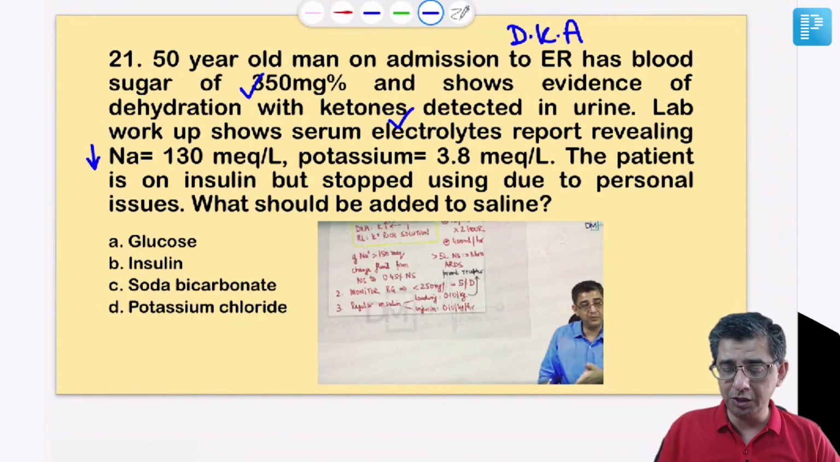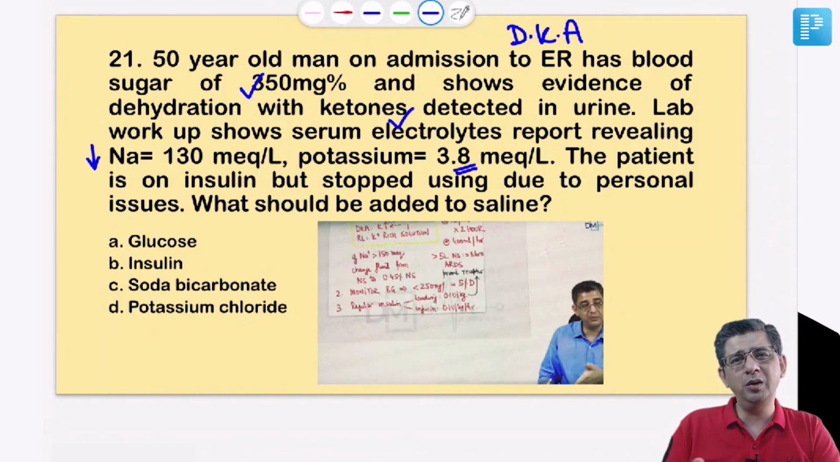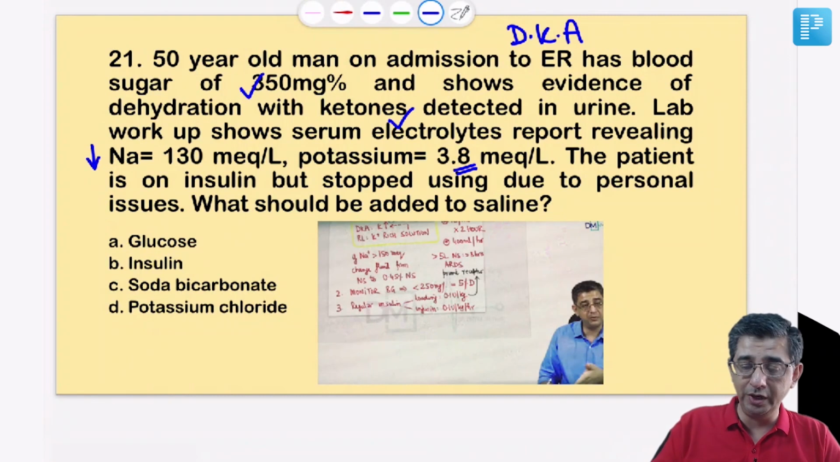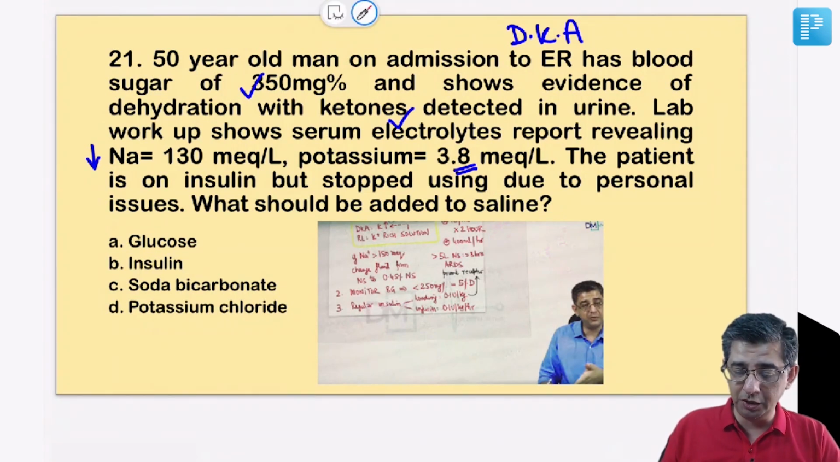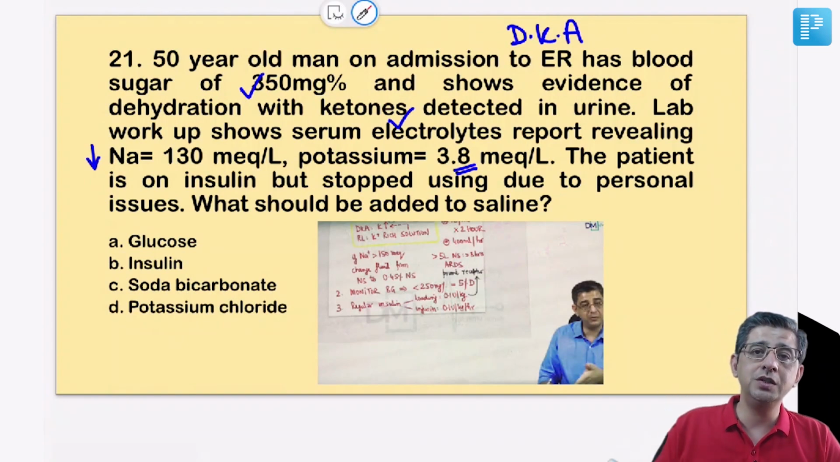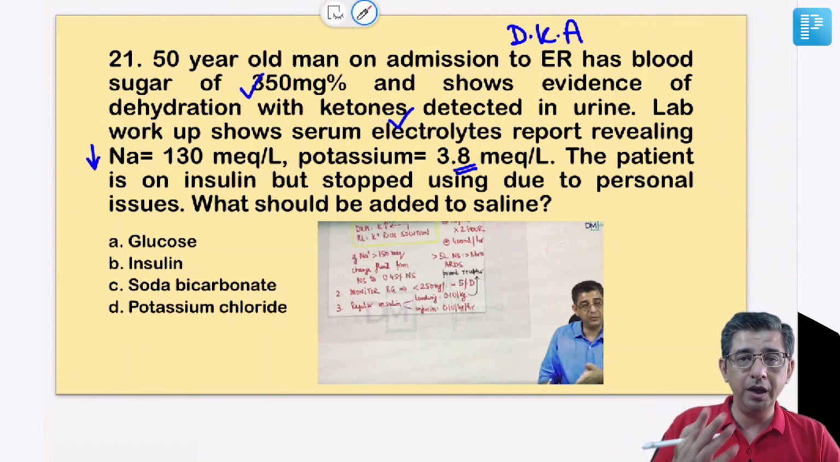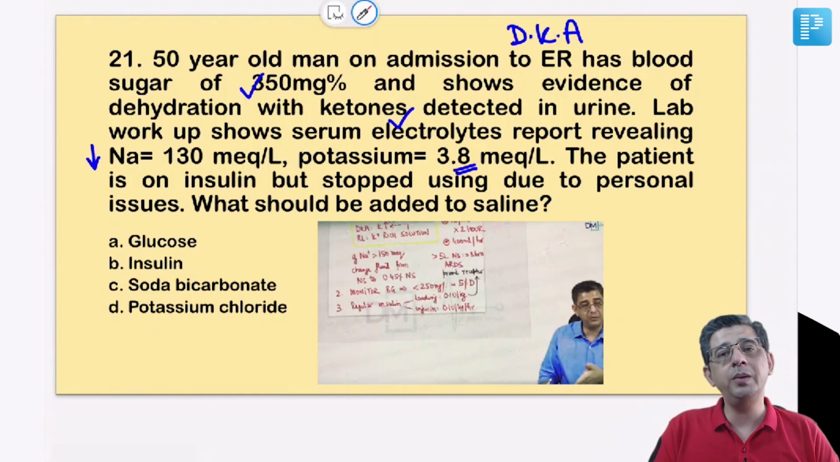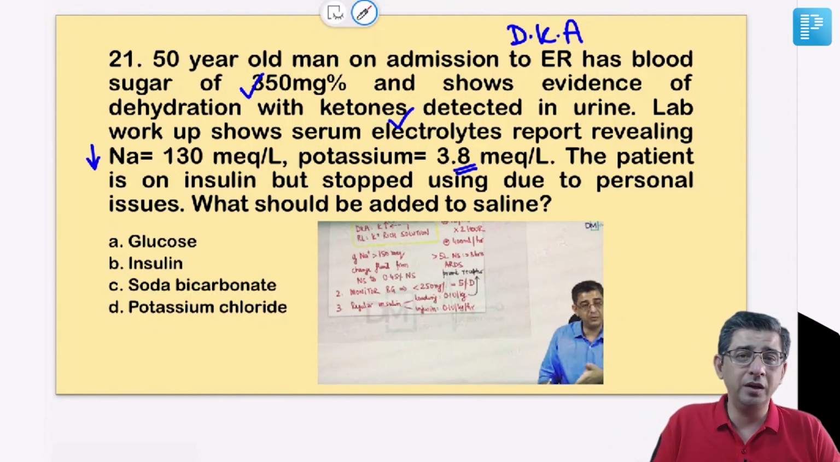And when it comes to potassium, it's about 3.8. So it's a little more than the lower limit of normal. So fine. Now he mentions this very critical statement that I discussed with my students, and I'll highlight it. He says the patient is on insulin but stopped due to personal issues. Now, I have highlighted this in the discussion of diabetic ketoacidosis: why is ketoacidosis triggered? Like, for example, if it's a child with type 1 or an adult with type 1, because type 1 can occur in all age groups, you very well know that. I mean, age is not a criterion.